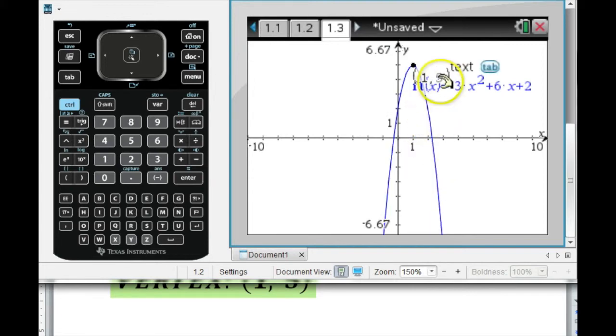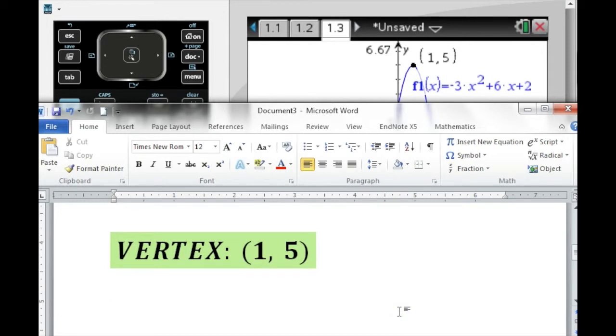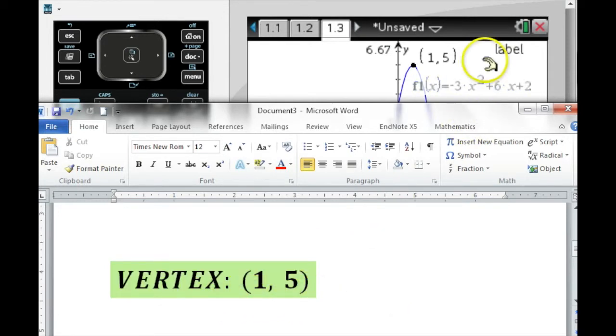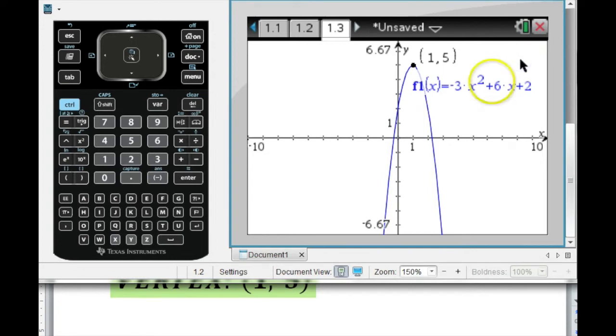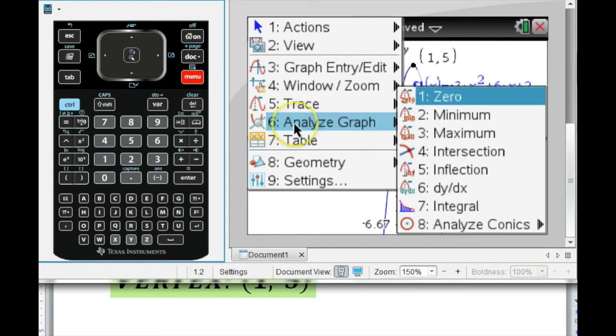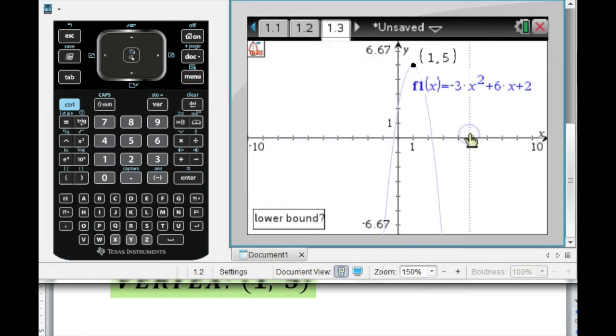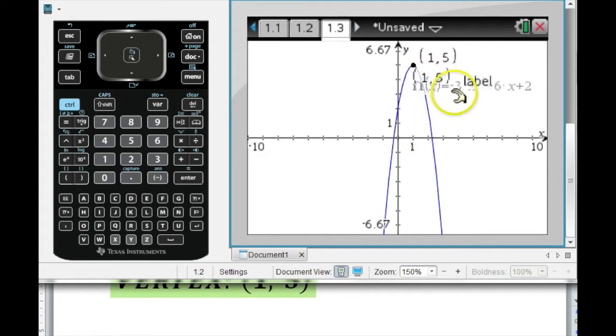It tells you that the maximum point is right here at (1, 5). Okay, (1, 5) is our vertex, and we can look down here, and our vertex on that one was (1, 5). We have to use parentheses in your answer, otherwise it will mark it wrong. That's basically how you do it. You go to the menu button, go to Analyze Graph, Maximum, lower bound, and pick somewhere on the left-hand side. You go to the upper bound, somewhere on the right-hand side, and it magically finds it for you. There's our vertex, that (1, 5).